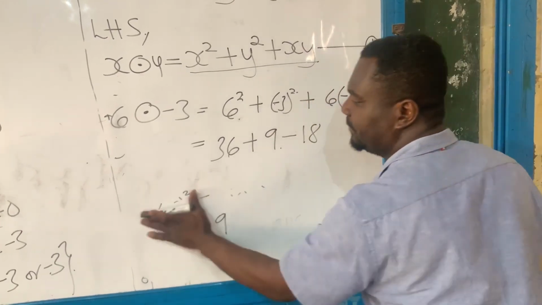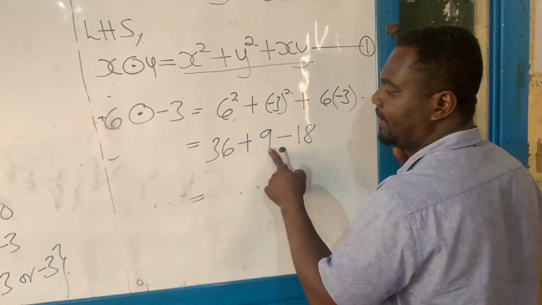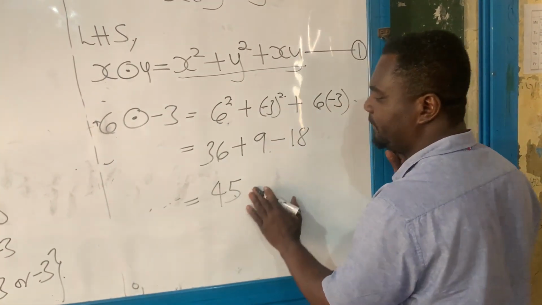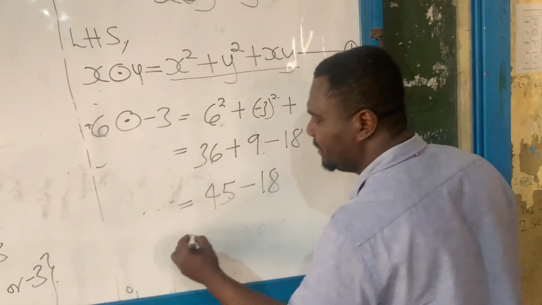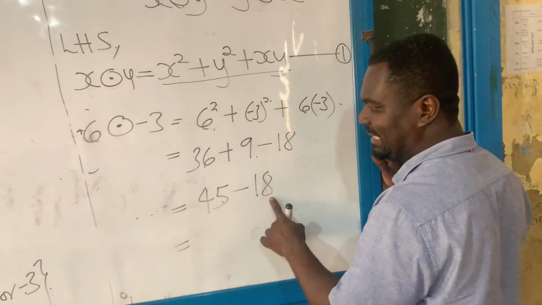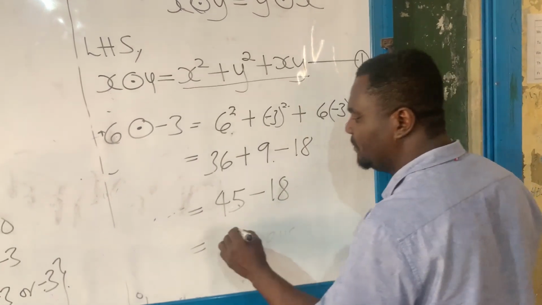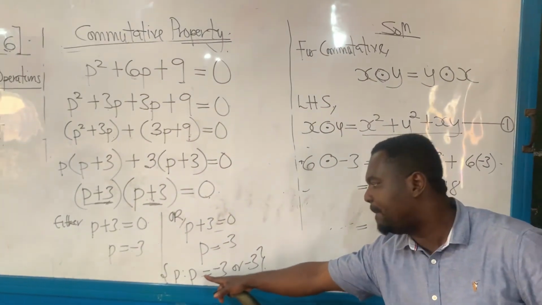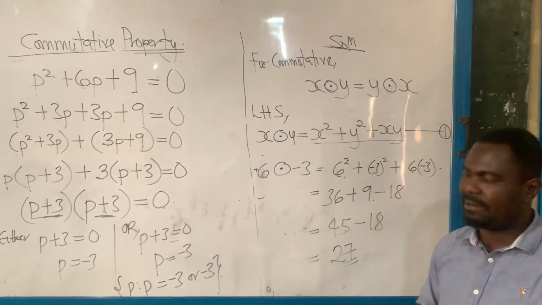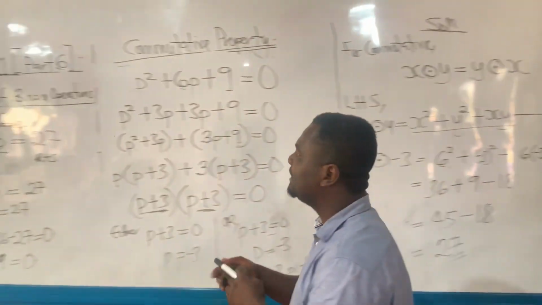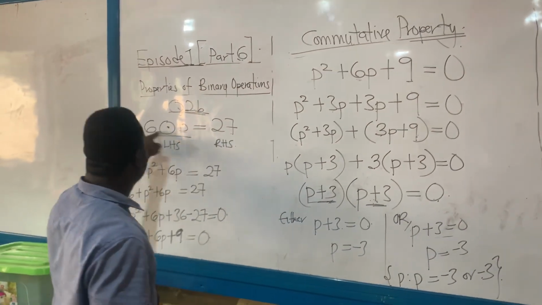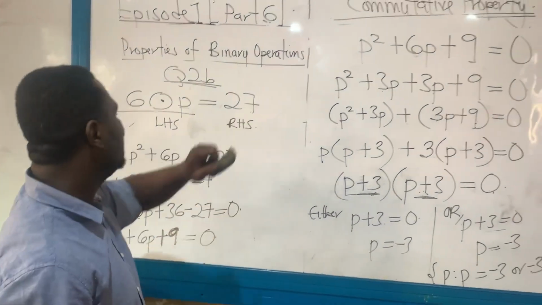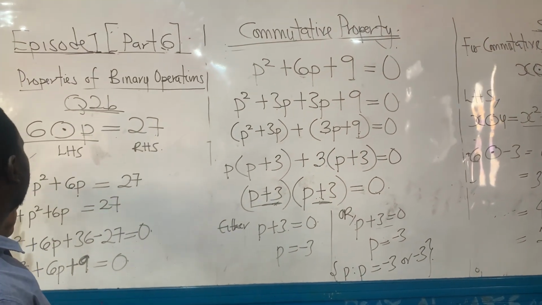Minus 18. 36 plus 9 will give you 45, minus 18. And 45 minus 18 will give you 27. So it tells you that your P is equal to -3. For this very question, when you substitute -3 here, your answer is 27. So it's very simple.